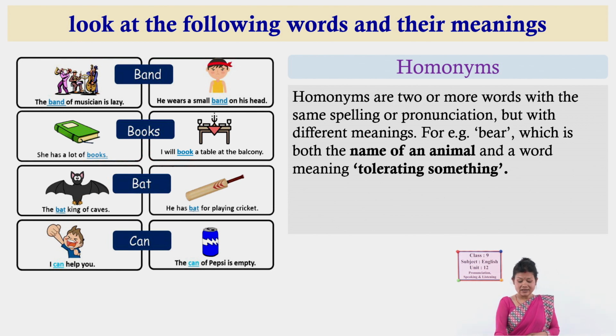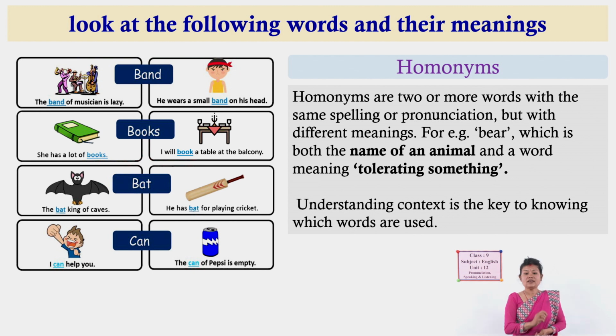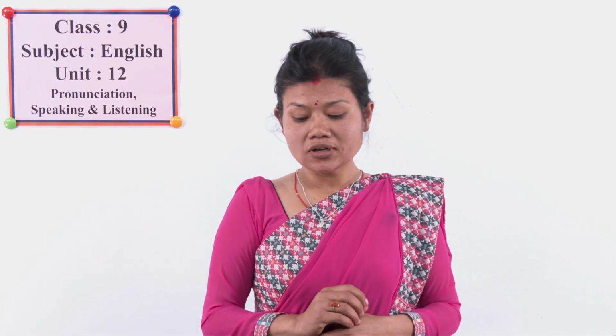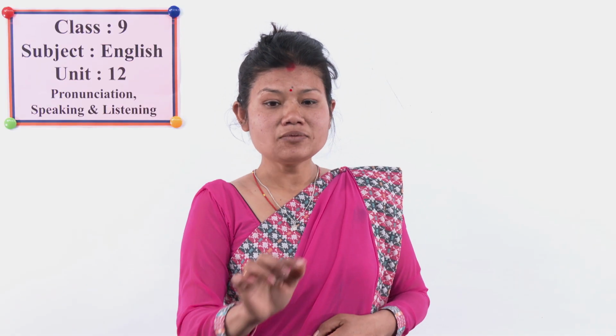Dear students, is it clear? So the important thing about homonyms is to understand them. We have to understand the context. If you understand the context, then the meaning will be clear to us. So all the time we should not generalize the same meaning. So you have to understand the context. I think you have understood about homonyms. Now let us move forward.